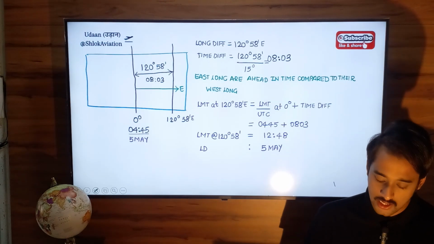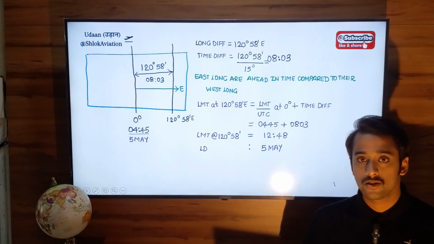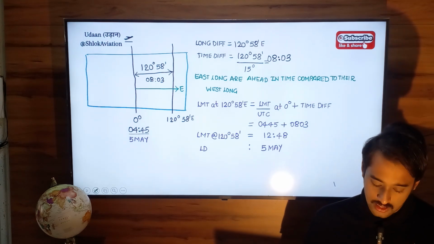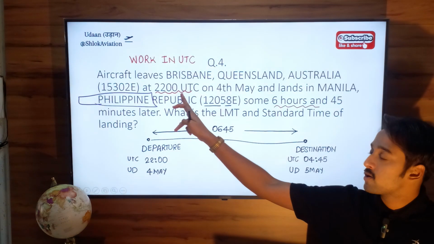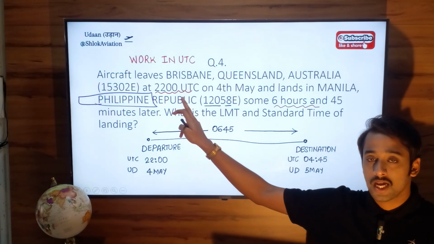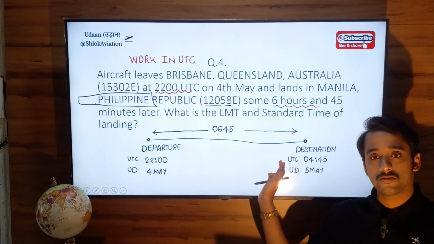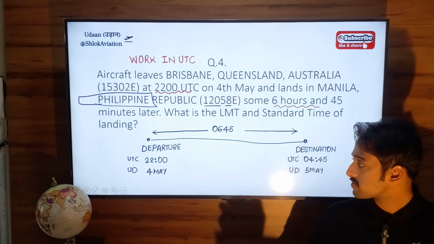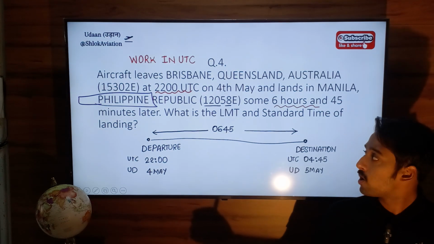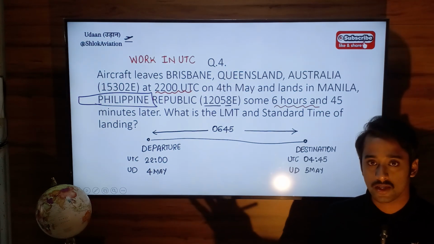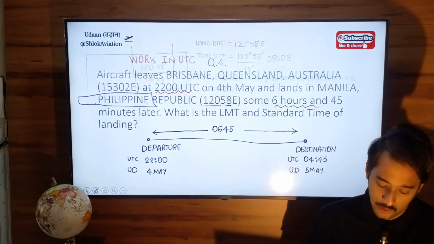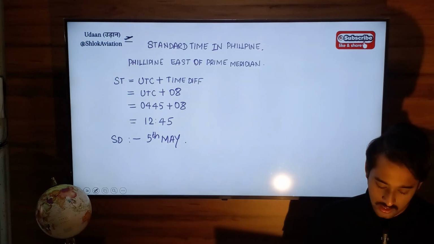So this is how you do the sum. First find LMT, and then find standard time. If they had not given UTC time, we would have converted departure time in LMT first into UTC, and then proceeded with the sum. So this is how you do it. Always work such problems in UTC, and then convert it into LMT or standard time as required.